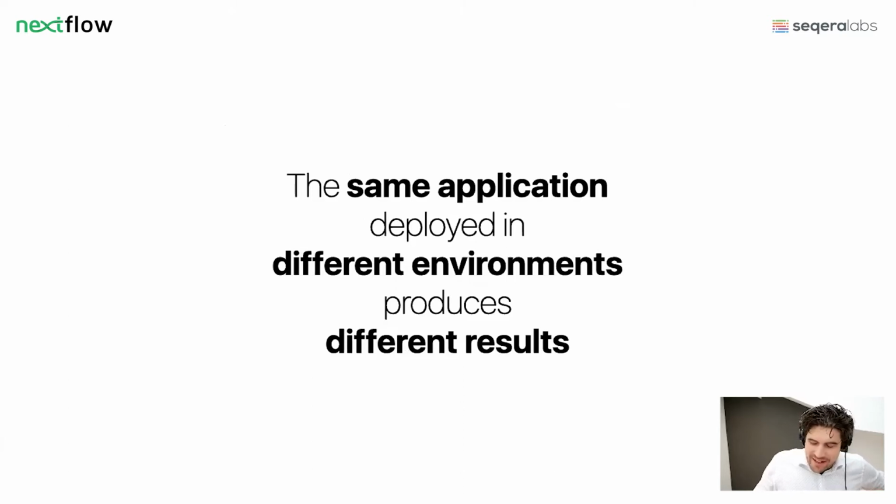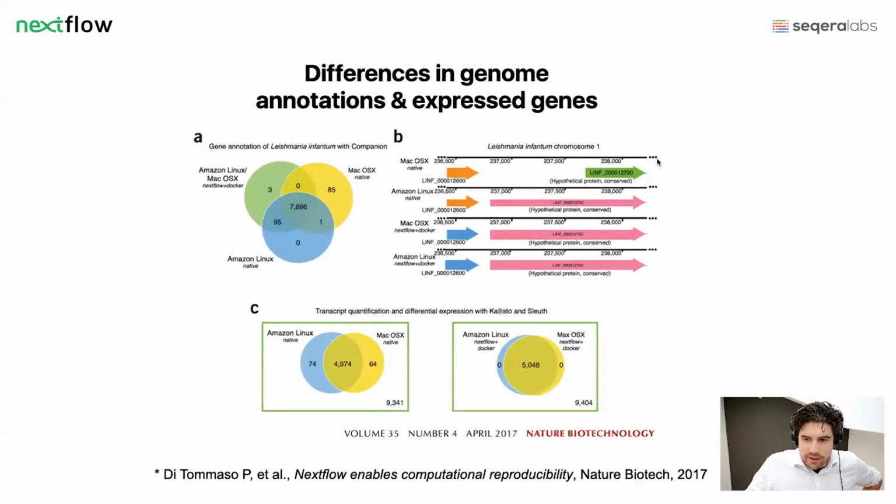So even if you have all of that stuff, you can still be in a situation where the same application, or essentially the same pipeline, when it's deployed in different environments, can have different results. And this is something that we published as part of the Nextflow paper back in 2017. We showed that across multiple different pipelines, when you look at, for example, genome annotation, this is using the companion pipeline I showed you before, you ended up with basically different genes being expressed or called differently depending on which environment you installed the pipeline in.